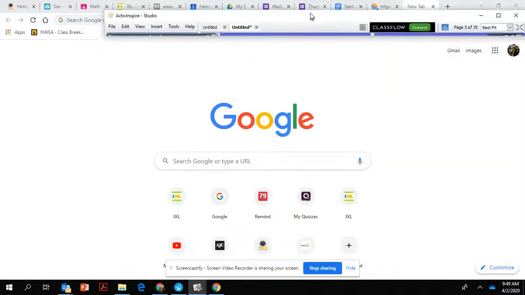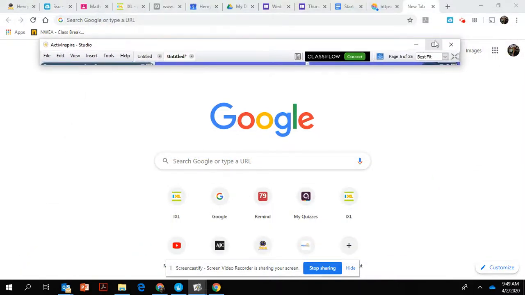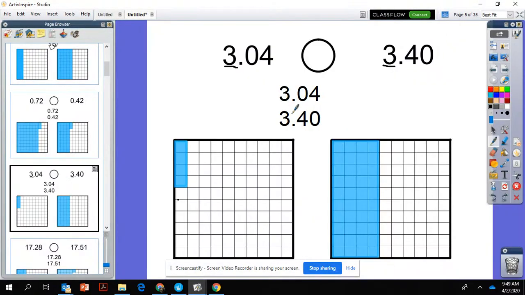Okay, students, Ms. D. Williams is coming back to you with part two of our reteach from yesterday. So here we have 3 and 400ths, and then we also have 3 and 40 hundredths. The reason we read this decimal as 40 hundredths is because there is a zero in the hundredths place, okay? If this zero was not here, it would just be 3 and 4 tenths, okay?